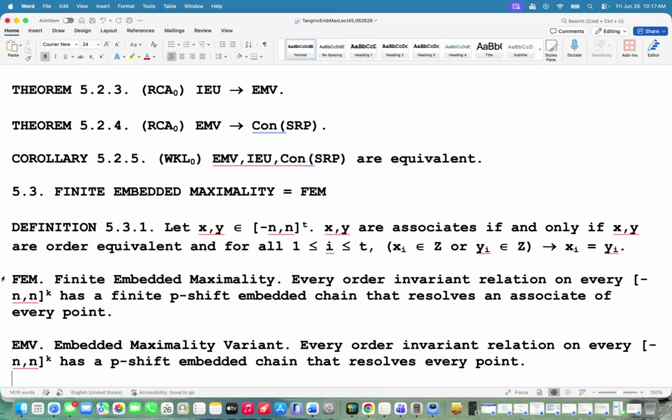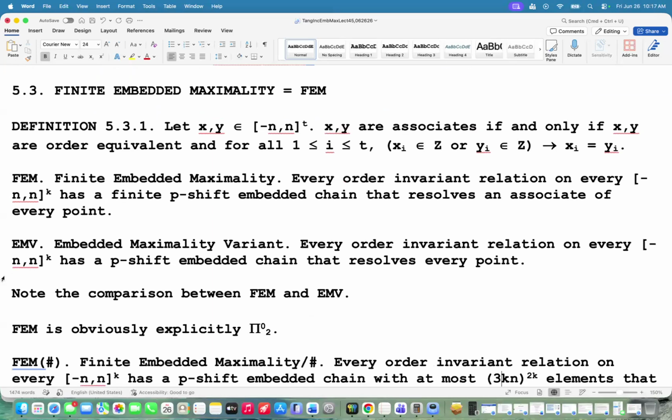All right, now we come to the finite statement, the main event. And this requires an equivalence relation, or well, I actually call them associates. So X and Y are associates if they have the same order type and they have the same integers in the same position.